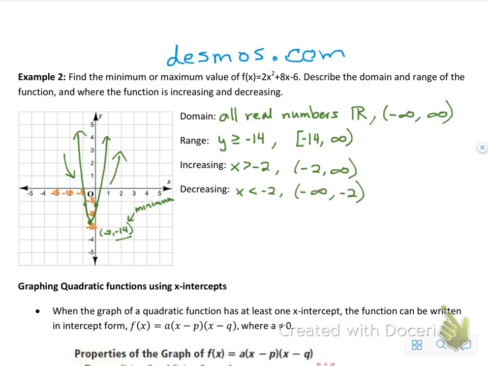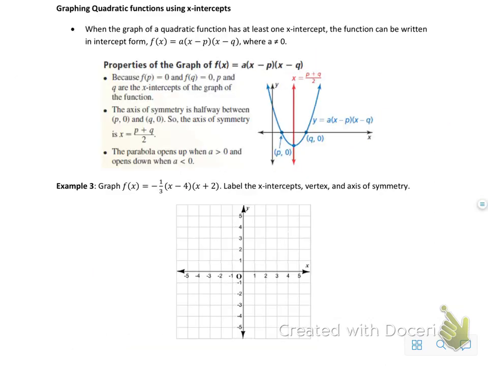And that's it. Okay, so if you don't have a vertex, we can always graph using Desmos.com or a graphing calculator as you use the Inspire in class. Now, what if it looks like this? Well, graphing quadratics using x-intercepts can be very easy, because it gives us 2 good points automatically. It gives us the x-intercepts.